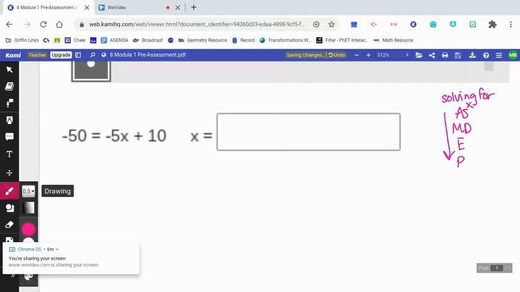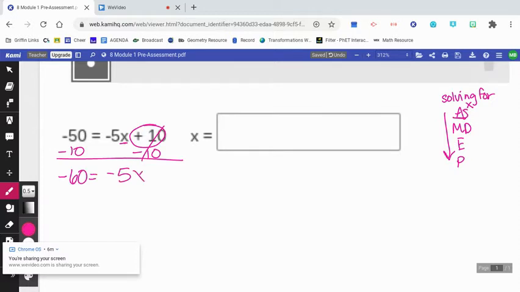Okay, so I always start on the side with my variable. We can see that our variable's over here on the right-hand side, and I want to get rid of everything else around the variable. First is any addition or subtraction. So we can see that they are adding on 10. So we're going to use inverse operations. We're going to do the opposite. The opposite of adding 10 is to subtract 10 from both sides of the equal sign. So now I have -60 is equal to -5x.